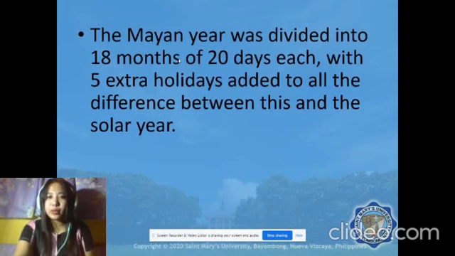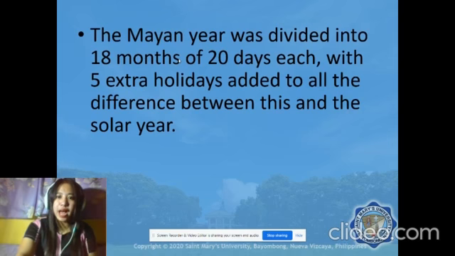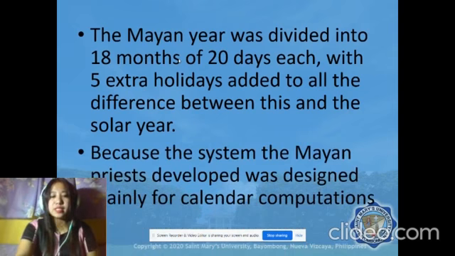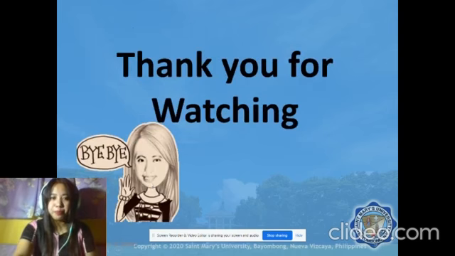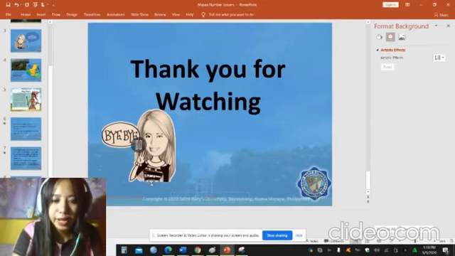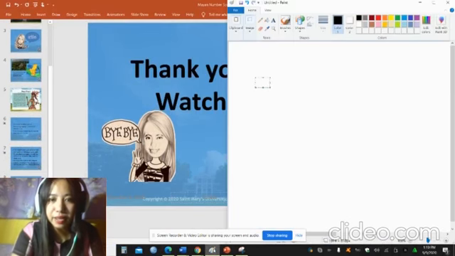The Mayan year was divided into 18 months of 20 days each, with 5 extra holidays added to account for the difference between this and the solar year. This is because the system the Mayans first developed was designed mainly for calendar computation. They wrote their numbers vertically, and in cases where there is a missing position, they use a symbol that looks like a shell. Okay, so let us try now to see how they write.